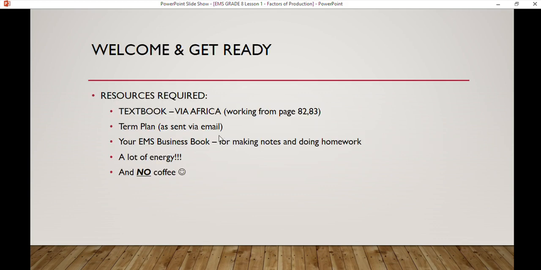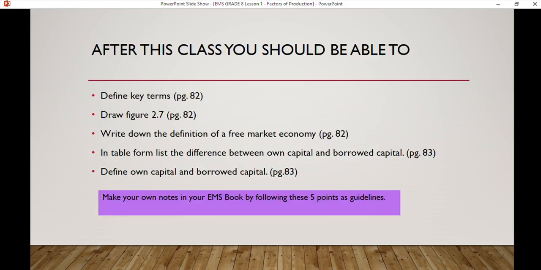Okay, so what you need for this period: your textbook, via Africa. We're going to be working from pages 82 to 83. Your term plan, so that you can see what specifics we're going to be covering, your EMS business book, your workbook to make notes and do your homework, a lot of energy and no coffee.